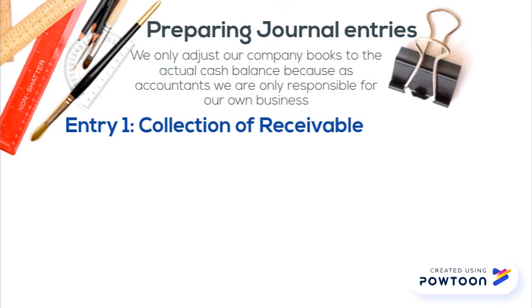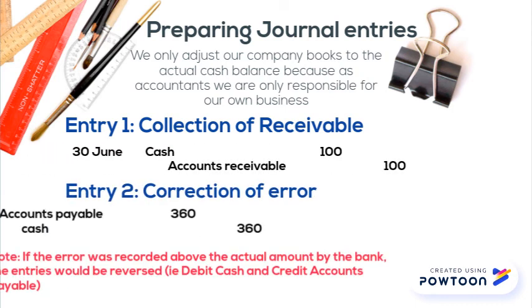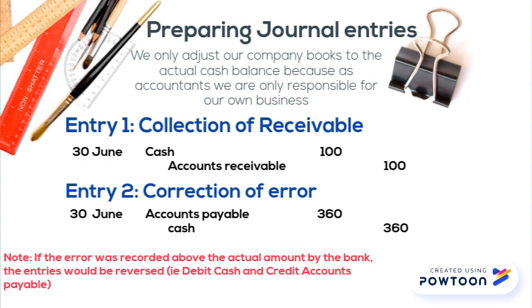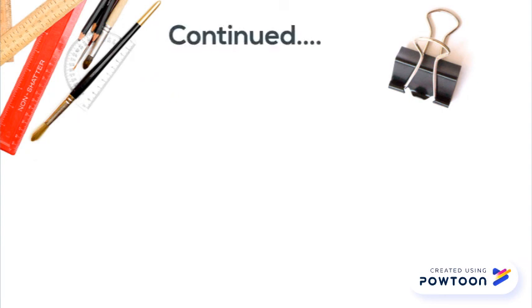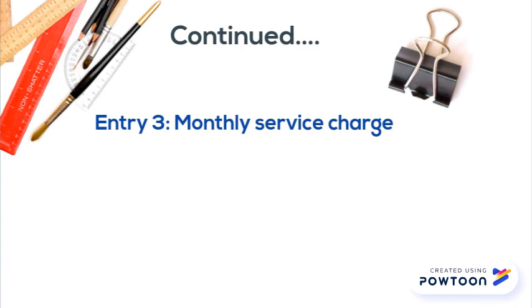Firstly, for the receivable, we debit cash and credit accounts receivable $100, and for the correction of the error, we debit accounts payable and credit cash $360. For the monthly service charge, we debit service charge expense and credit cash $130.